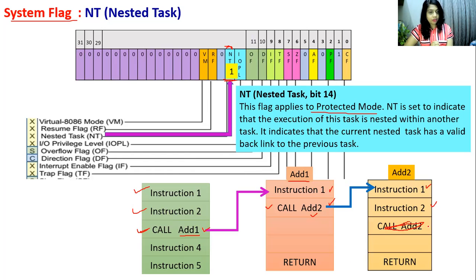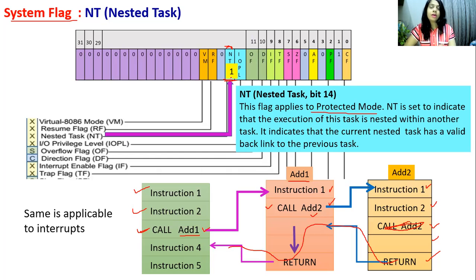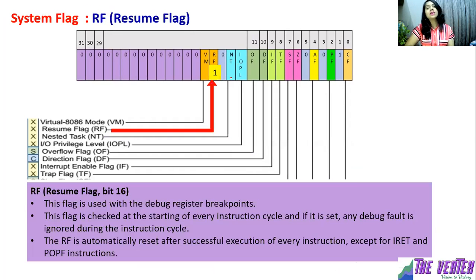So first it will execute all these instructions, and then at the end of this program there is a return. So after executing return, it will go back to the previous program. Then it will complete the execution of the remaining instructions of the program stored at address 1. After that, again it will go back to the first program, and it will complete the execution of instruction 4 and instruction 5. So like this, you can see here there is a valid backlink. This is known as a nested task having a valid backlink. That means if NT is 1, that indicates that there is a valid backlink. Same is applicable for interrupts. Now the next flag is the resume flag.